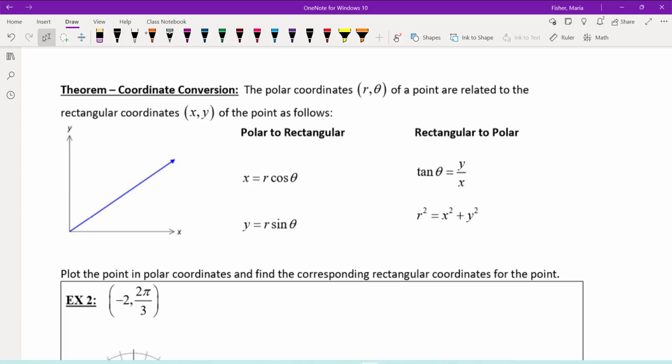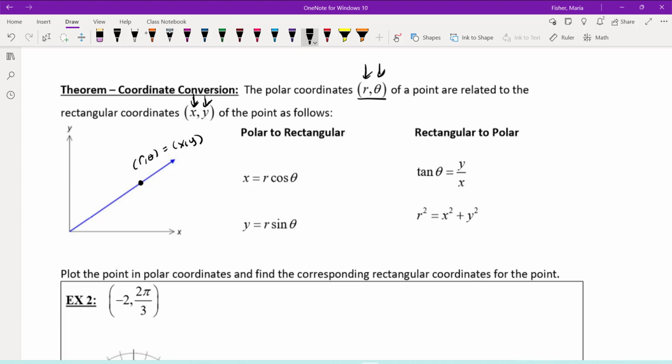Next, let's review how to convert from polar coordinates to rectangular coordinates and from rectangular coordinates to polar coordinates. If you have a point and you know that this point is r, theta, and you also know that this point is x, y, you can, if given r, theta, figure out what x and y are, or if you're given x and y, figure out what r and theta are.